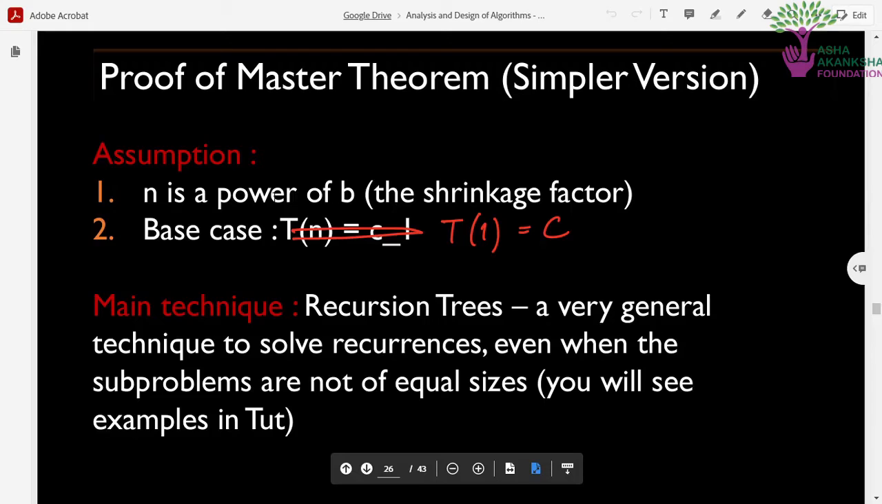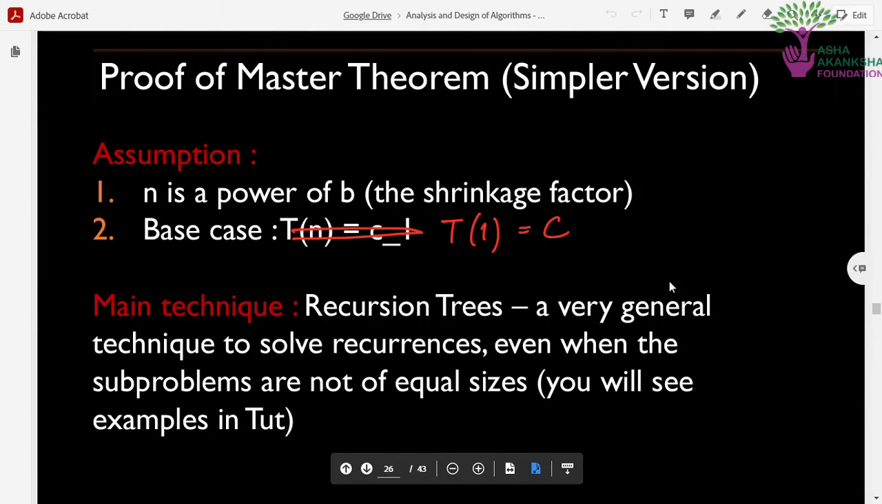And then also, like I said, in any recursion, in any recursive calls, we must specify a base case. So for the time complexity as well, we have to specify a base case. With different base cases, the time complexities can change. So we are specifying the time complexity for a one-sized problem to be equal to c.